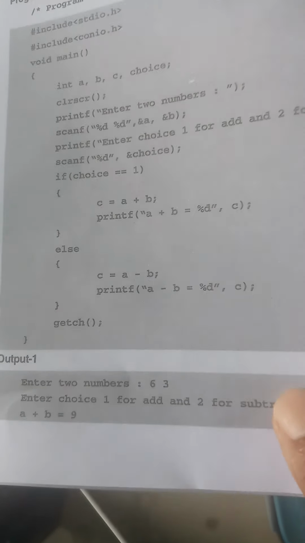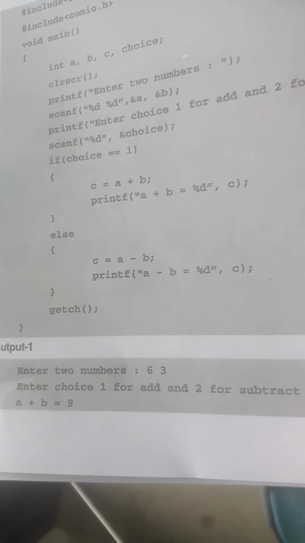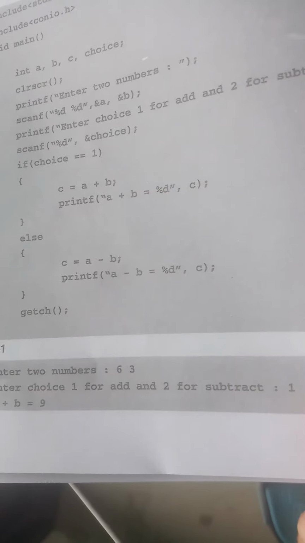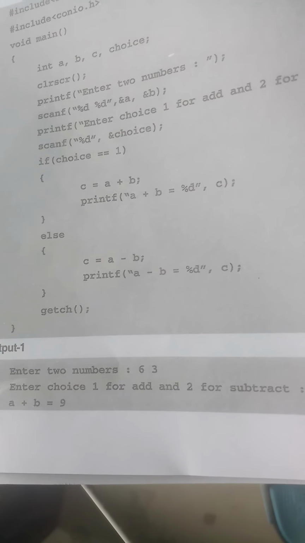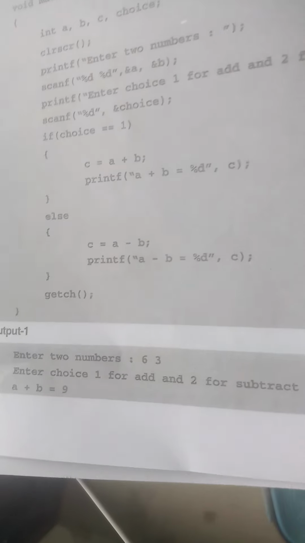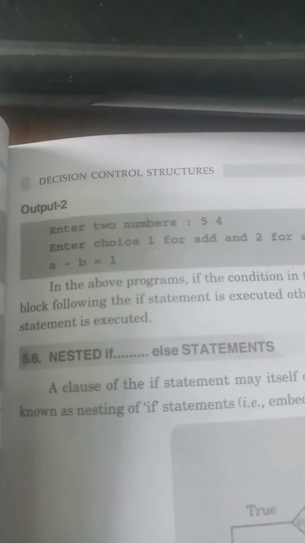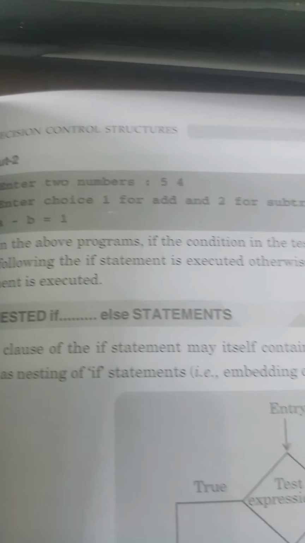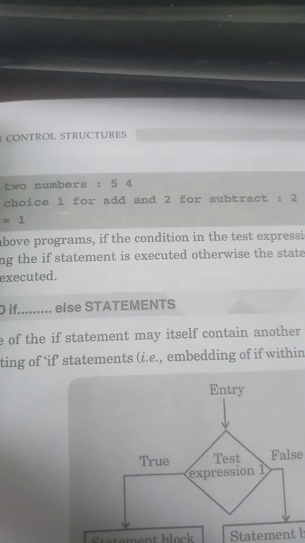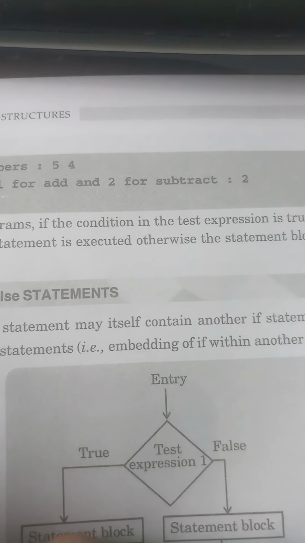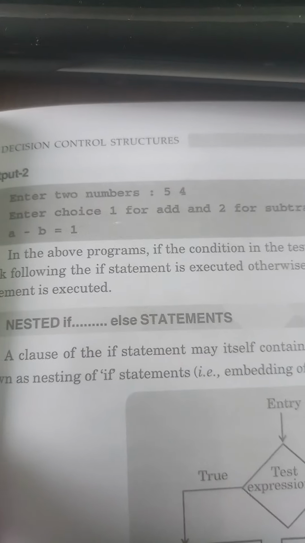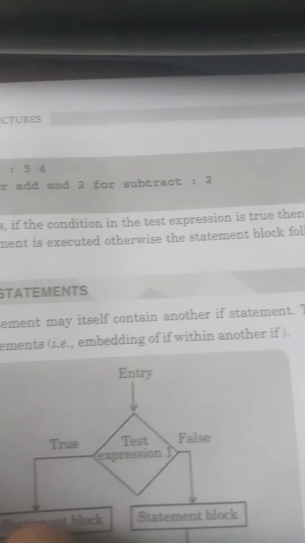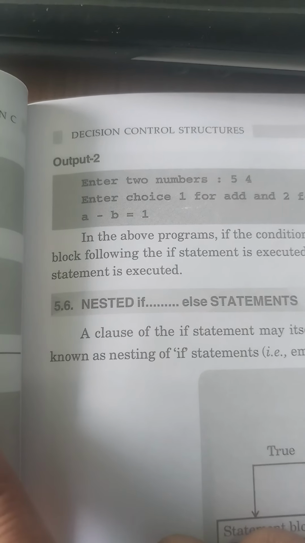Output. Enter 2 numbers 6 3. Enter choice 1 for add and 2 for subtract. a plus b equal to 9. Enter two numbers 5 4, enter choice 1 for add and 2 for subtract. So a minus b equal to 1.